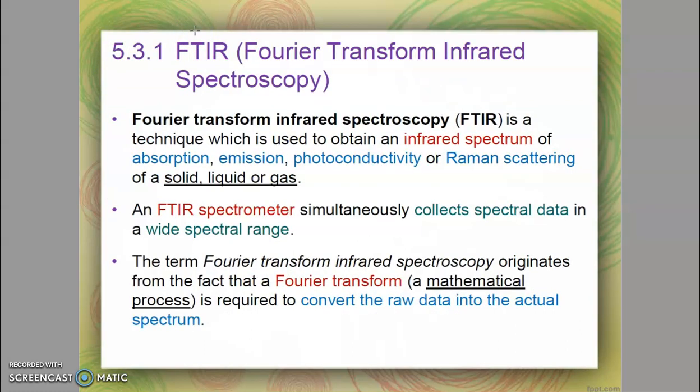FTIR, Fourier transform infrared spectroscopy, is a technique which is used to obtain an infrared spectrum of absorption, emission, photoconductivity or Raman scattering of a solid, liquid or gas. An FTIR spectrometer simultaneously collects spectral data in a wide spectral range. The term Fourier transform infrared spectroscopy originates from the fact that a Fourier transform, a mathematical process, is required to convert the raw data into the actual spectrum.